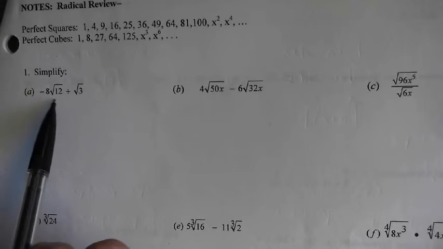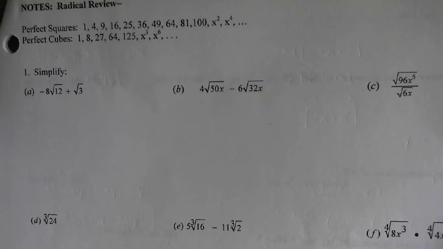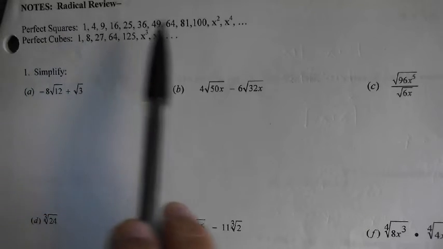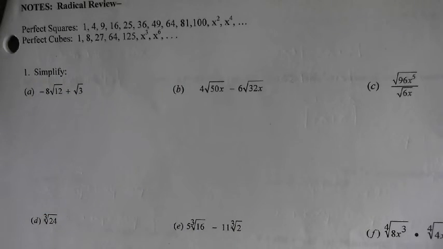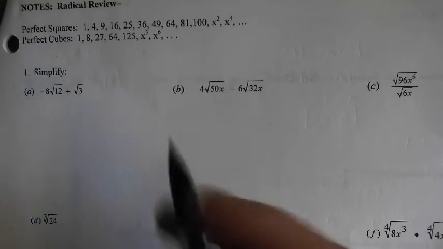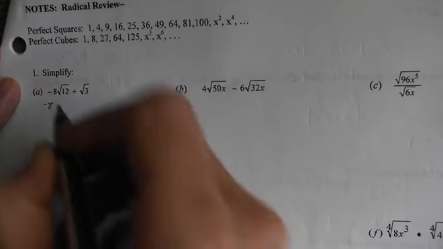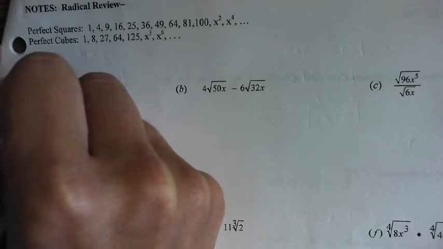So that would be the radical 12. I'm looking for any perfect square. Usually the biggest one is going to get you to the best answer more quickly. The biggest perfect square that goes into radical 12, and your perfect squares, in case you forgot them, are listed at the top. 4 goes in. So this is the way I show it. I break up 12 into root 4, root 3.